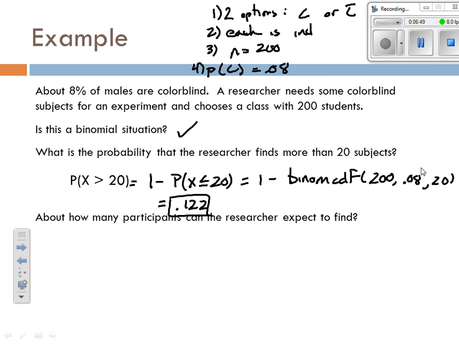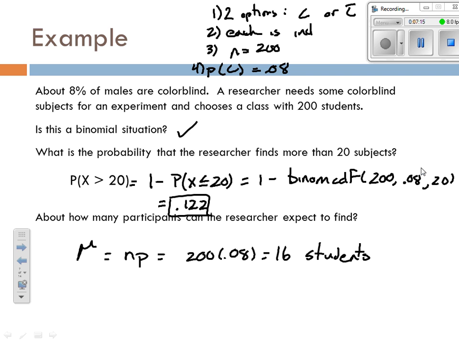So how many might they be able to expect to find? In other words, what would be the average number of colorblind people in that class? So what we can do here, the average number would be n times p. So for us, we've got 200 students times 0.08. So basically, it's 8% of 200, which is 16 students.